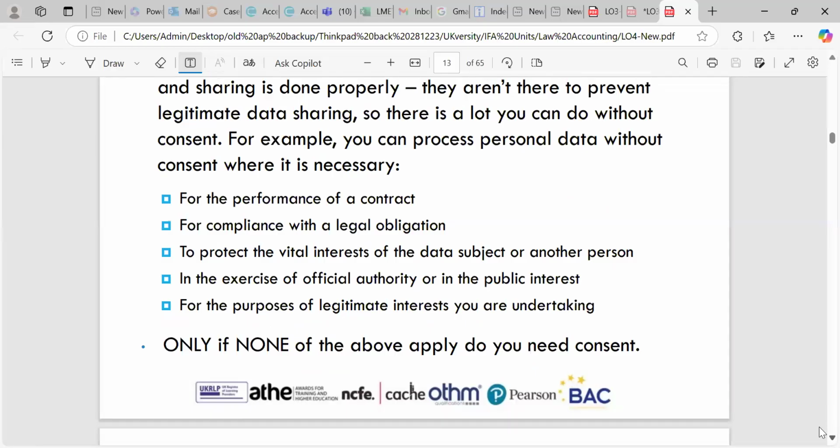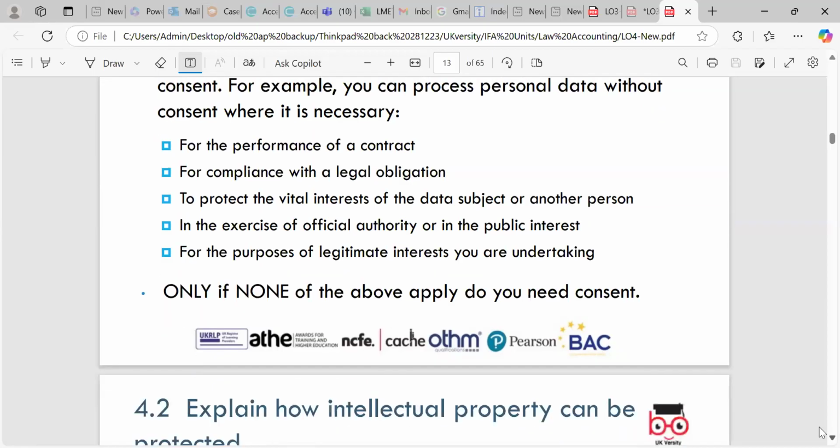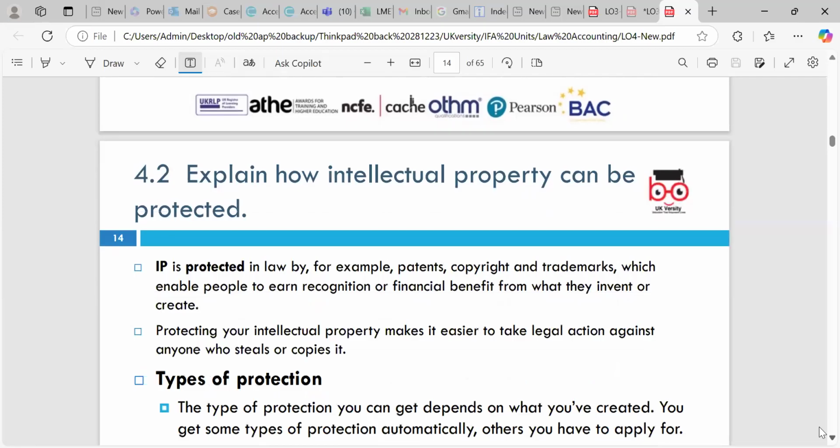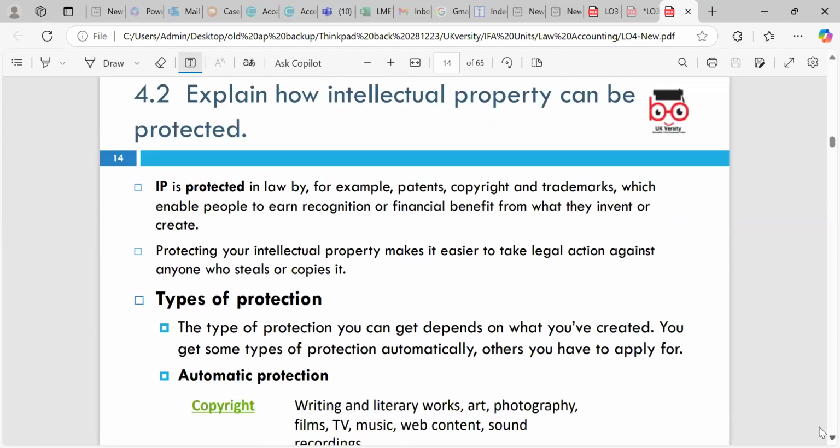That's why you need a compliance purpose. You need information, another person's interest, subject to the exercise of official authorities in the public interest and the legitimate. So that's all we need to be looking at. Okay, then for 4.2, please, we need to look at intellectual property rights, as we discuss IP.